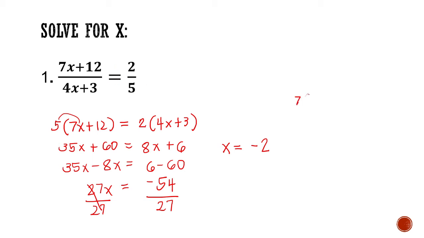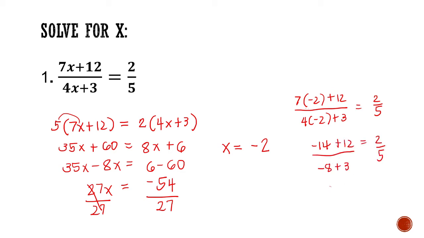So parang ganito. So sinabstitute ko yung negative 2 sa equation and I'm trying to confirm if my answer is correct. So yun. Since we have here a negative number divided by a negative number is positive. So since it yielded a true and valid equation, then negative 2 is indeed the solution of this rational equation.